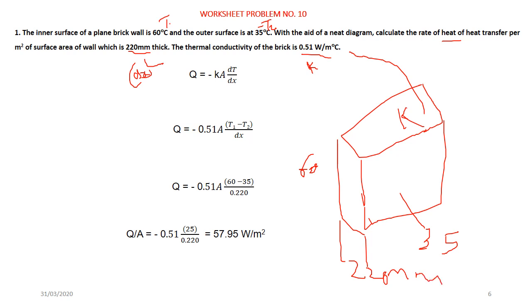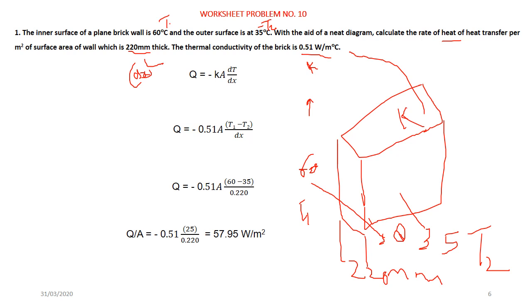So now 60 is greater than 35. This left hand side is high, the temperature is high, and of course the heat will flow from 60 to 35. So heat will flow like this, right? So I can call 60 as T1 and 35 as T2. Of course we are going to solve this problem by means of conduction heat transfer.